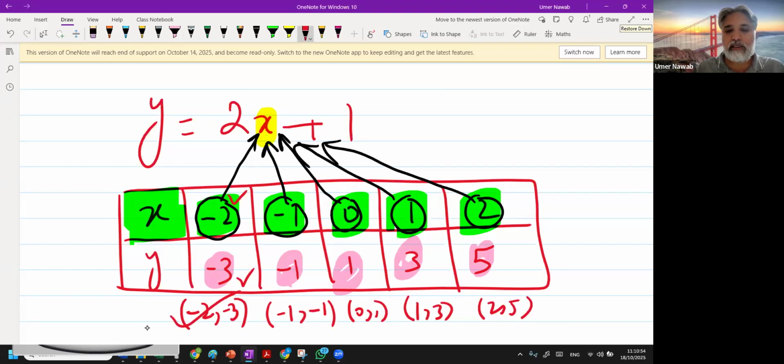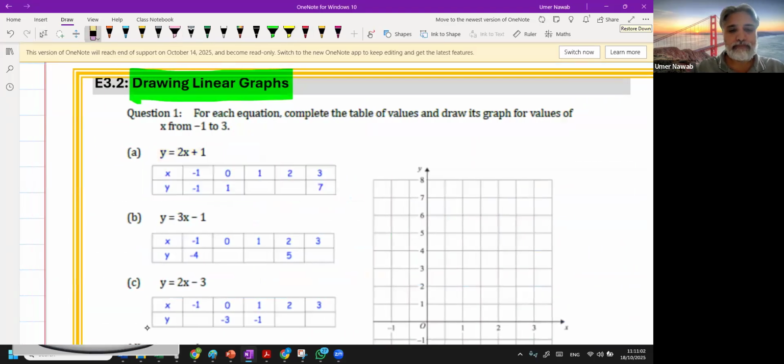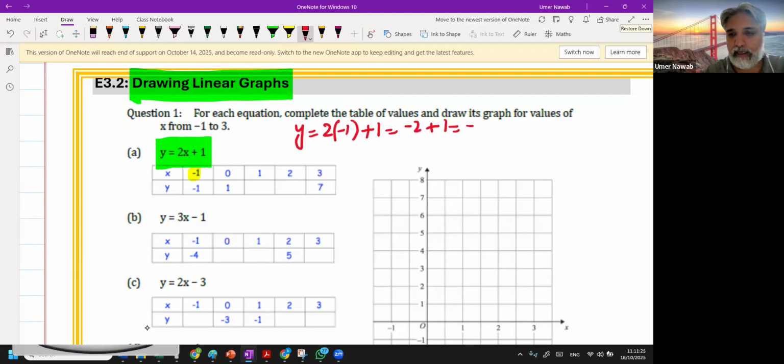Then I plot all these 5 points on the grid, and then I draw the line passing through all these 5 points. So let me do in front of you this question. So y is equal to 2x plus 1. First thing, the manual technique which I have told you, okay? What is the value of x I have? -1. The manual technique is y equals 2, in the place of x, I write -1. So this is -2 plus 1, and that gives me -1.